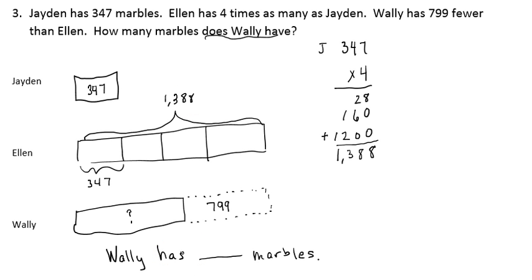In order to figure out how many marbles Wally has, then, I'm going to take Ellen's total and subtract the difference between the two. So I'll take 1,388, subtract 799.